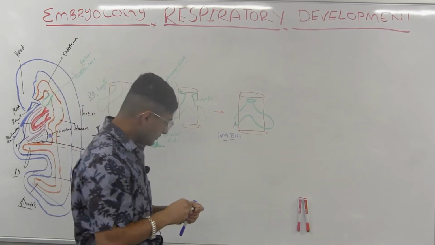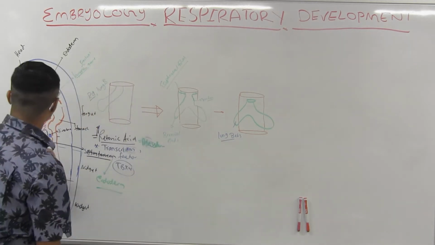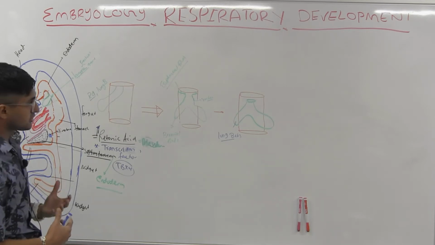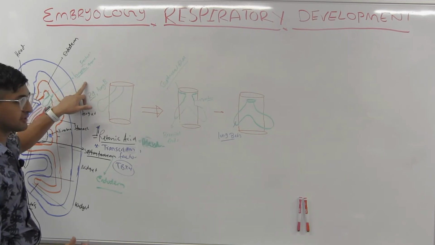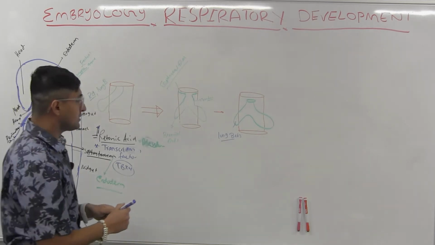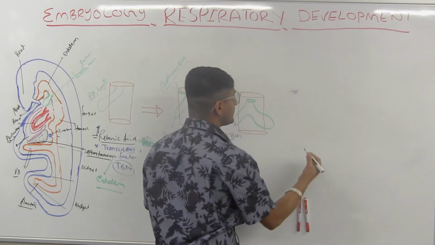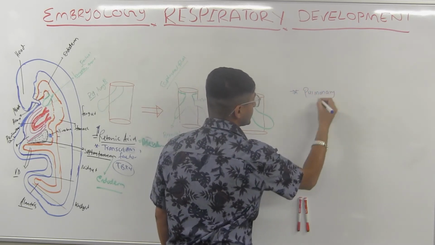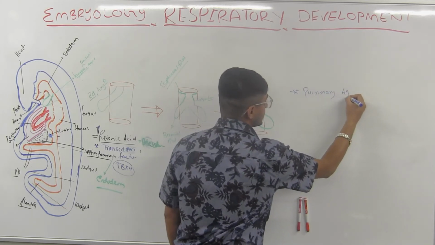Now let's quickly talk about some of the clinical correlations related to this. As I said, if somehow your respiratory diverticulum does not form, then you can get what? You can get pulmonary agenesis, right? That's what you get.